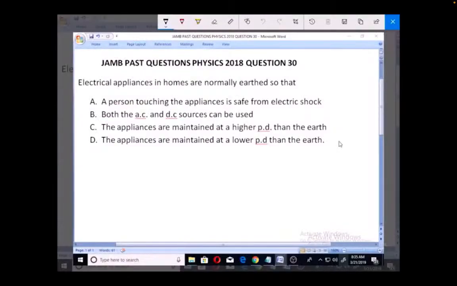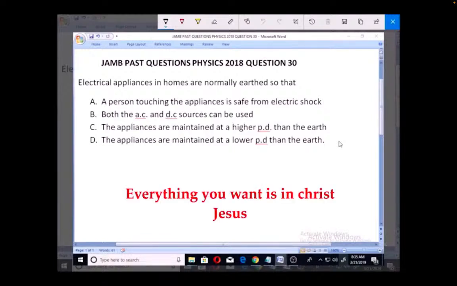Welcome. Let's look at this JAMB past question, Physics 2018, question number 30.